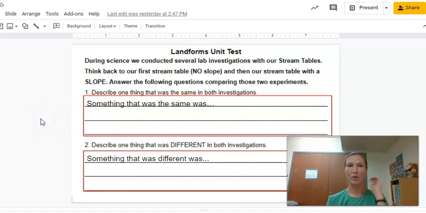Again, as I read, you can read or allow me to read a question, pause the video, type in your answer into your version of the document, and then hit play. I'll read the next one.